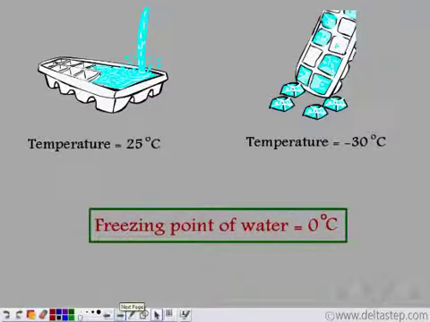So at room temperature, say the temperature of water is 25 degrees Celsius. Inside the freezer, when ice formation takes place, the temperature is minus 30 degrees Celsius. But the freezing point of water, that is the temperature at which water changes into ice, is 0 degrees Celsius. If you will notice, the melting point of ice was also 0 degrees Celsius. And the freezing point of water is also 0 degrees Celsius. So for any substance, the melting point and freezing point are the same.